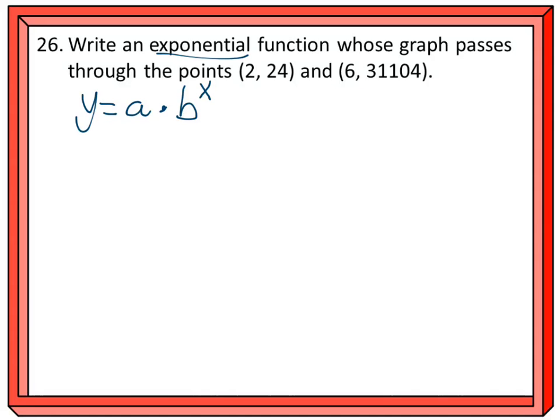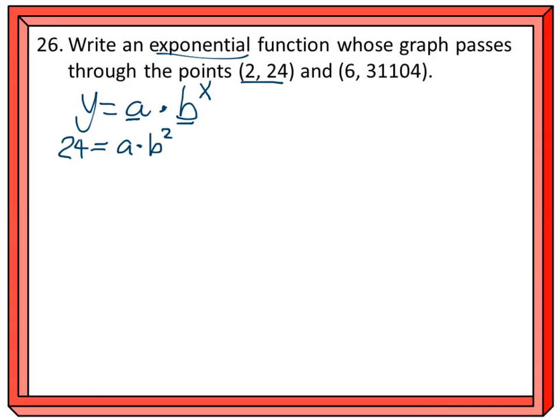Since there are two parameters here that can change, a and b, we only need 2 points to write its equation, which is why we're given 2 points. We're going to have to write this as a system of equations and solve it by substitution. So let's just do it a point at a time. Let's take the first point, plugging in for x and for y. So I have 24 equals a times b squared, b to the 2 power.